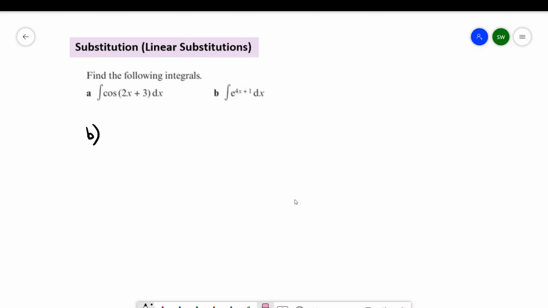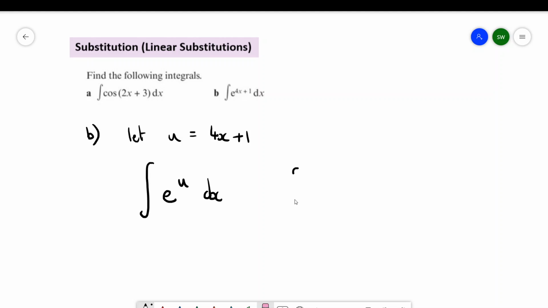And then in B, let's use the method of substitution again. So here, our inside function is 4x plus 1. So we're going to let u be 4x plus 1. And the reason why that helps us is because then our integral is just e to the u. And we know how to integrate e to the u. The problem is we've got dx on the end and we want du.